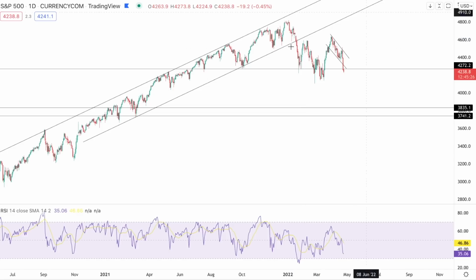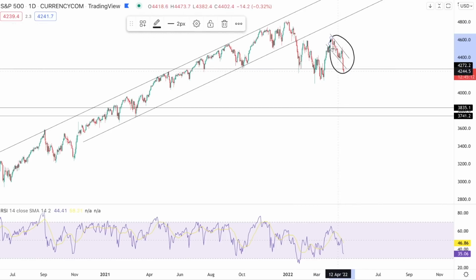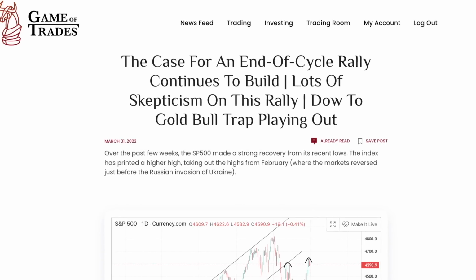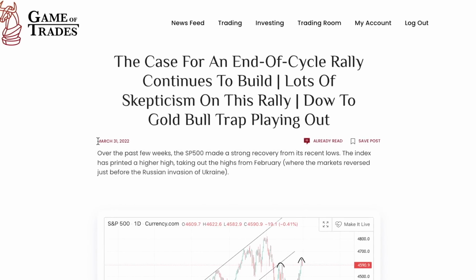Now, let's begin with the technical aspects of this SP 500 correction here and see if it's really something that was unexpected or something that was entirely possible the entire time. If we go back to one of the articles that we posted on gameoftrades.net on the 31st of March of 2022, we had a bullish macro thesis.